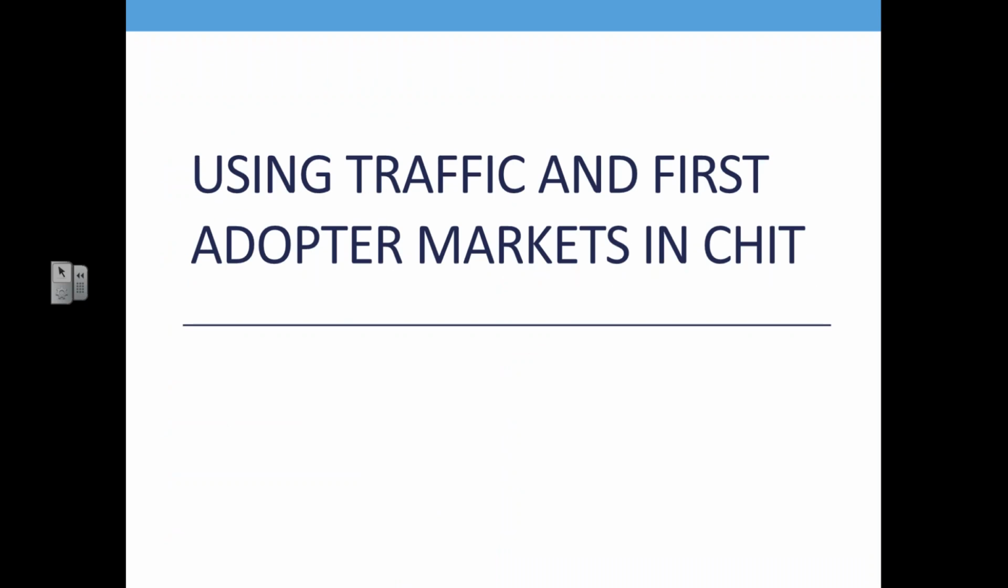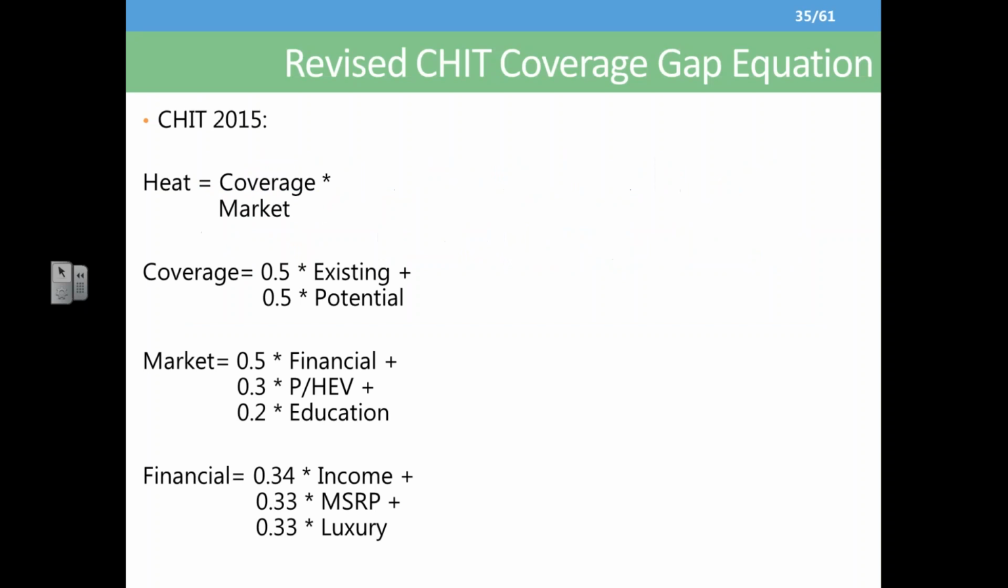So we'll go ahead and take a look at what happens when we try to utilize this traffic data set with what we've already been utilizing in CHIT for trying to find the first adopter markets. So in 2015, here's just a reiteration of what the coverage gap equation was. We do call it heat at various times because we do a heat map analysis on it. So this is the same equation from before with all of our indicator values and all of their weightings.